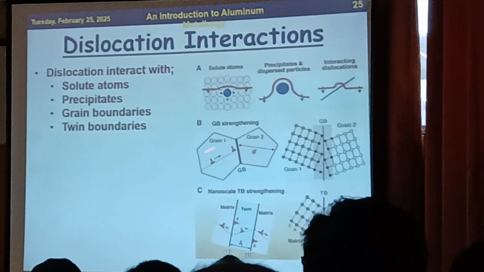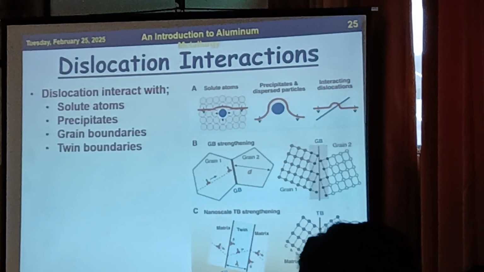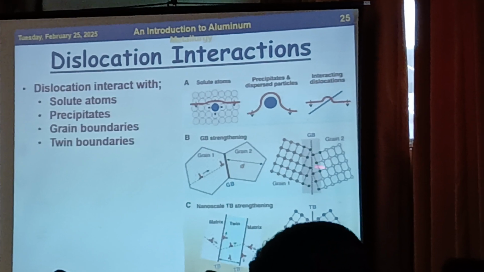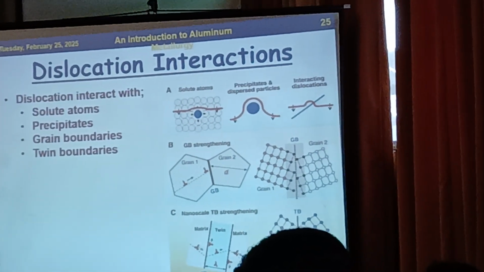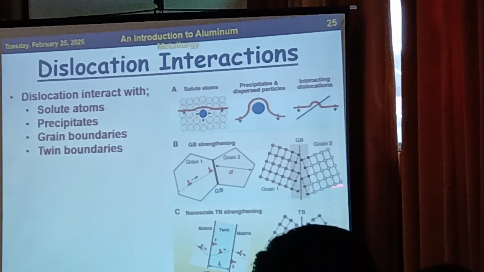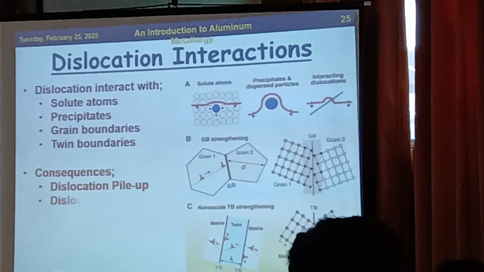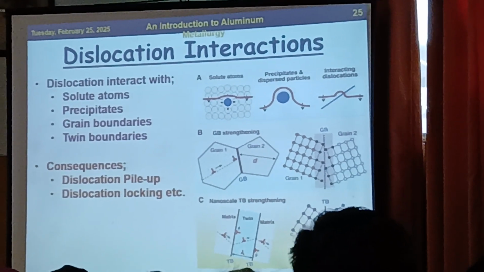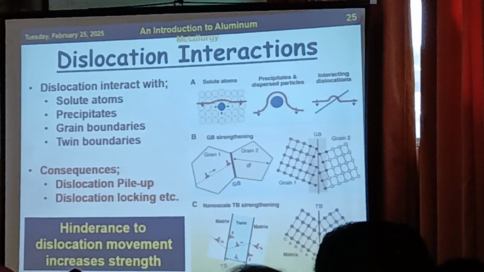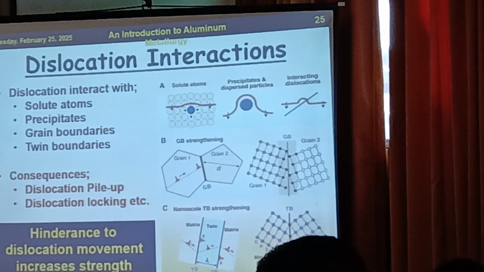Then at the grain boundaries, when the dislocations reach there, the slip plane is gone. So it cannot move with continuous movement because the slip plane is not available at the boundary. So it gets stopped there, and the movement coming after it also gets piled up, and the consequences are that dislocations pile up, dislocation locking takes place, and the result is an increase in the strength of the material. So once again, the hindrance to dislocation movement increases the strength.